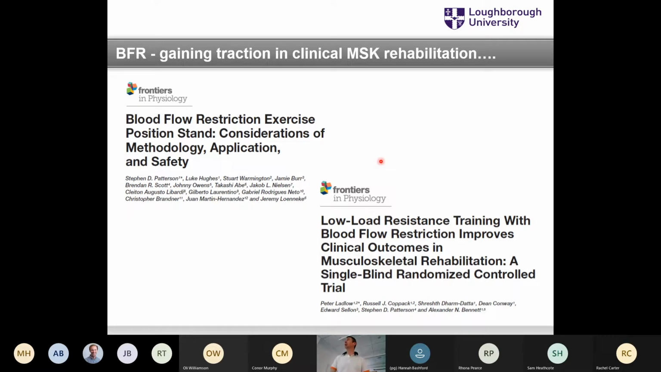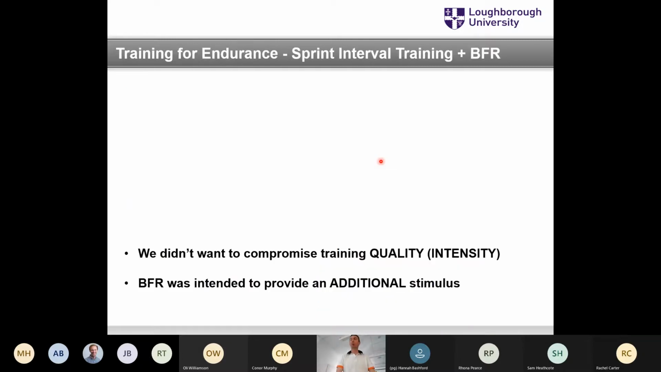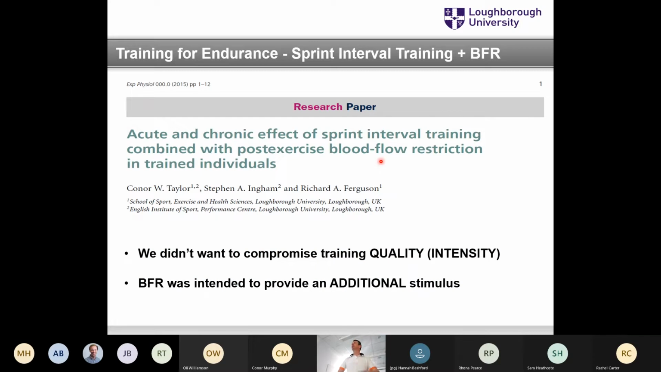And clearly that's moved on quite substantially now, and blood flow restricted exercise has really gained traction, particularly in clinical musculoskeletal rehabilitation. When I gave a presentation like this 10, 12 years ago, the physiotherapists just laughed at me. They felt it was ridiculous. But now the physiologists are incorporating it into MSK rehabilitation. So it's got traction in that sense. But what we were wanting to do was to develop it in terms of training for endurance.